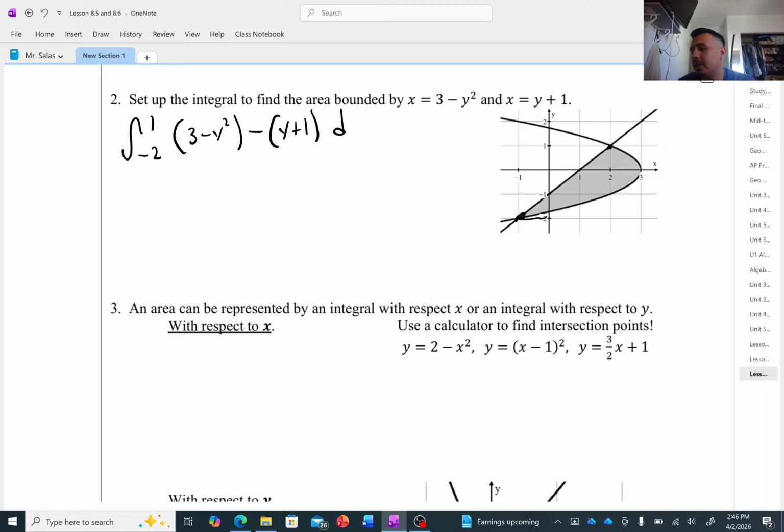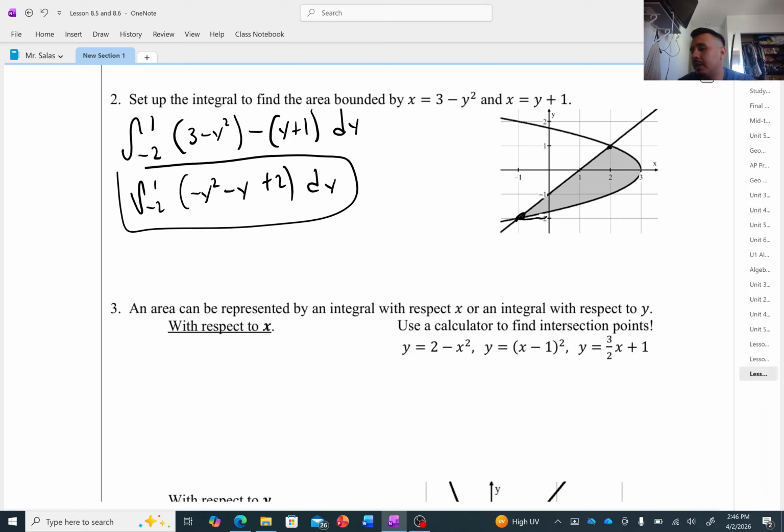And again, with respect to y, right? Now, you can simplify these. You can put these together. The way that I simplify these together is I take the integral from -2 to 1. And I get, let's put everything together. The negative y squared goes first. Then my y term goes next. Minus y plus 2 dy. I literally combined them together. I simplified it, and that was my integral.